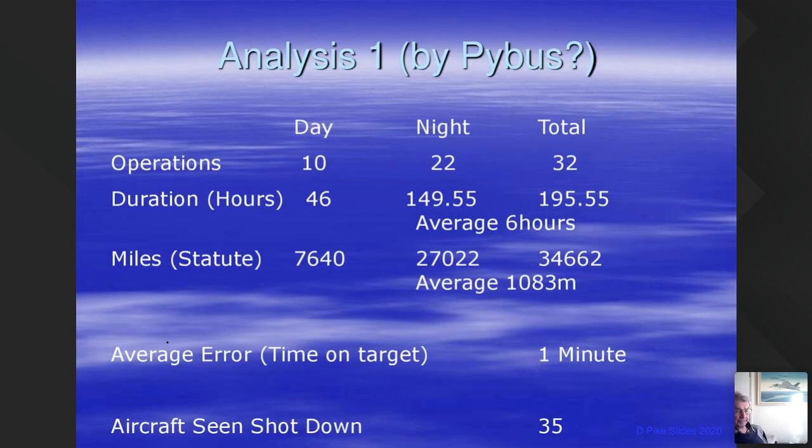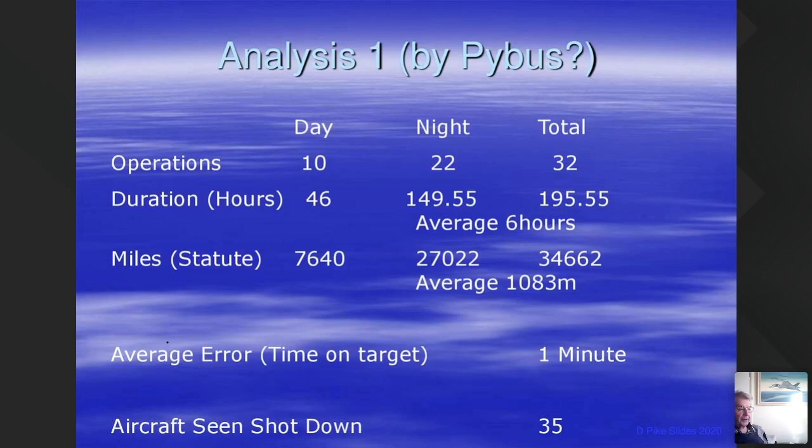Now, when I got these charts, also in them was a set of A3 paper pages, which someone had actually done a basic analysis of what happened to the crew. And I suspect it had to be Pybus, because some of the stuff that was written, you could have only written it if you were actually there on the day. But we surmise that they did 32 trips altogether, 10 by day and 22 by night. The average duration of each trip was 6 hours, and the average distance was about 1,100 miles.